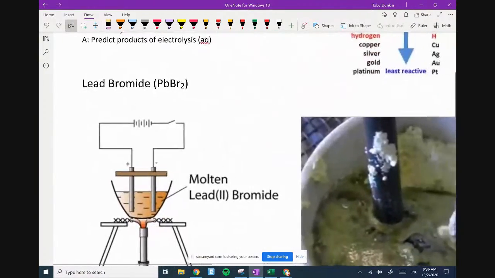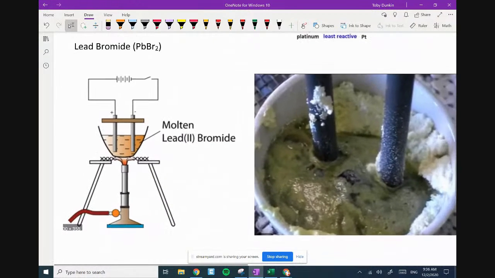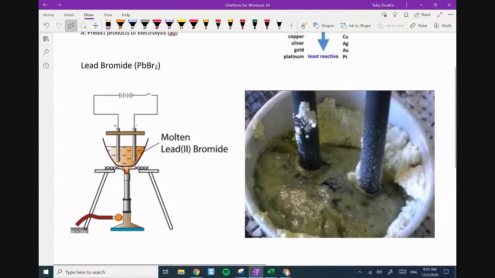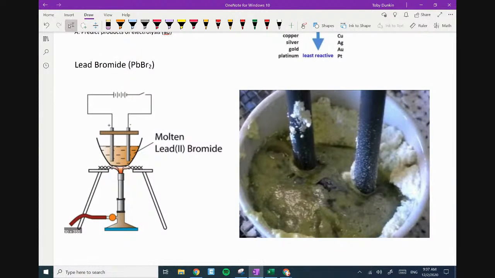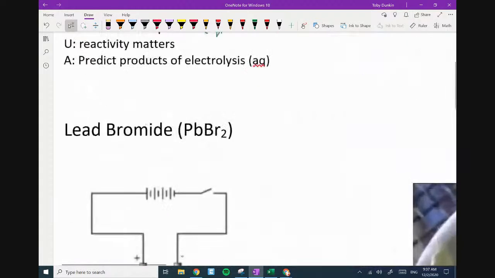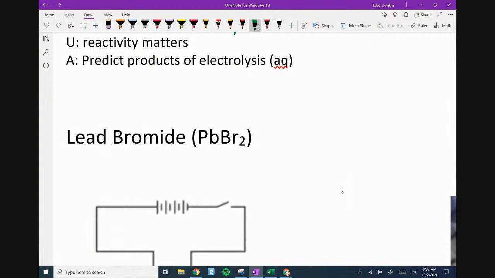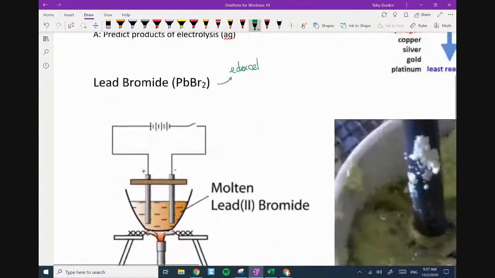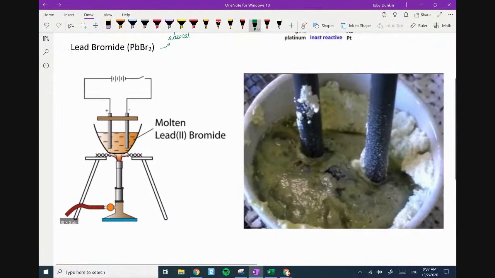Before I do that, I just want to quickly bring your attention to the lead bromide example. I would usually demo this in school, and it's a very important demonstration. This is not aqueous. This is just reinforcing the concept of molten electrolysis. Edexcel have a fancy for lead bromide. They love lead bromide, the reason being it has some beautiful observations.